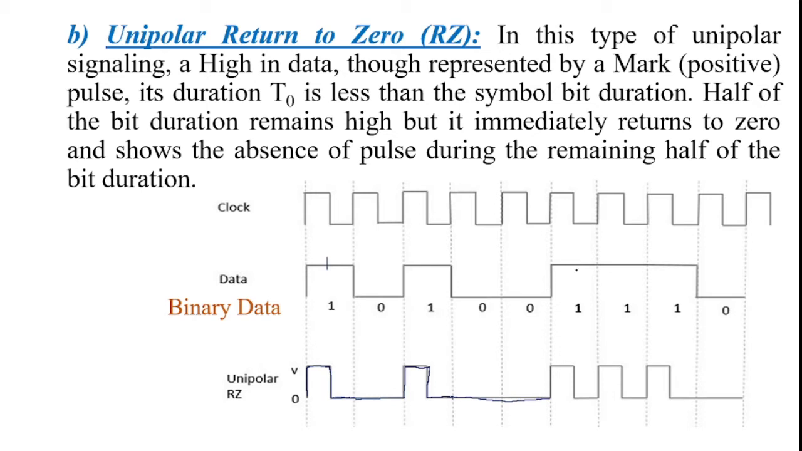And this is high in data. For that high in data, half of the bit duration is considered as a positive pulse or mark, and the remaining half of the bit is considered as the absence of the pulse. And this is high in data. In that high in data, half of the bit duration is considered as a positive pulse, and the remaining half of the bit duration is considered as the absence of the pulse. And this is high in data.